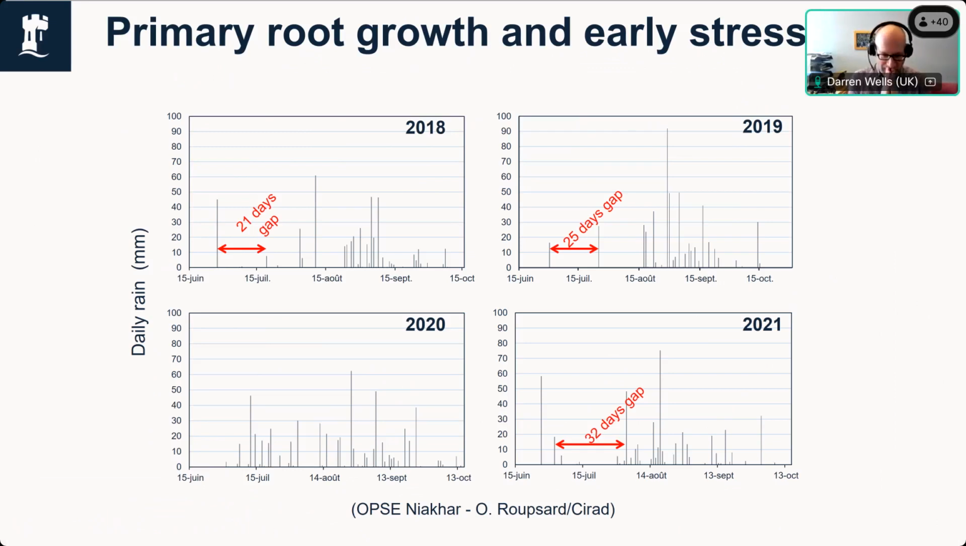2020, which was unfortunately the year we couldn't do a field trial because of COVID, bucked that trend. There was nice consistent rain all the way through. But certainly this is a thing that happens to millet in the field in Africa. You get this intermittent drought early on.